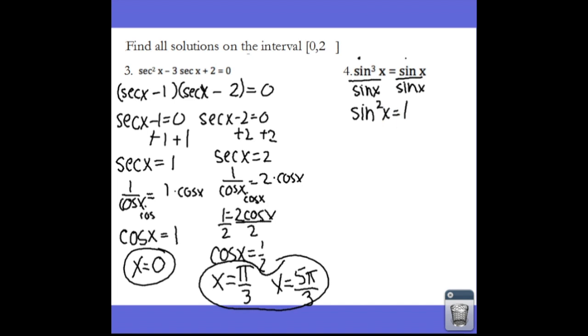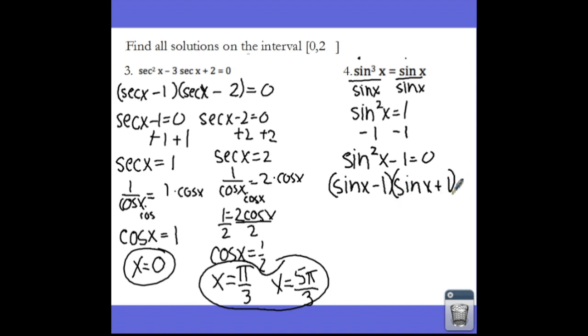So now we're going to move the 1 over to the other side, leaving you with sine of x squared minus 1 equals 0. This is a perfect square, so you'll do 2 parentheses with sine of x plus 1 and sine of x minus 1. So you'll set them both equal to 0, leaving you with sine of x minus 1 equals 0. So then you'll solve for that and add 1 to either side, leaving you with sine of x equals 1.